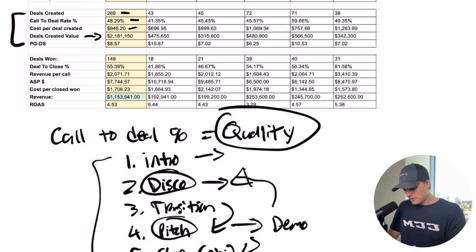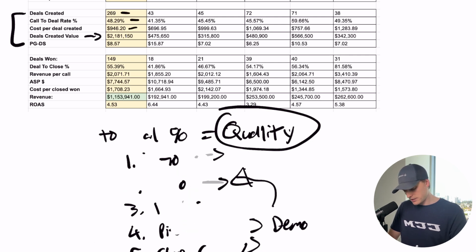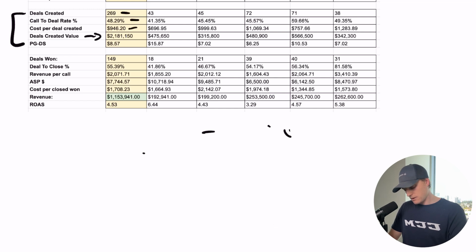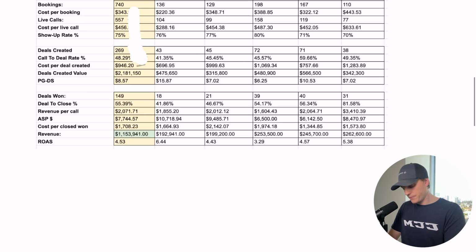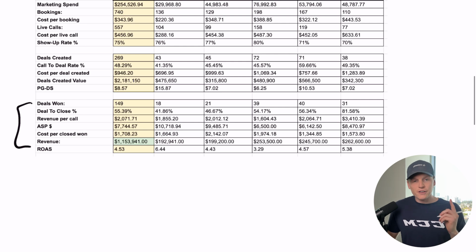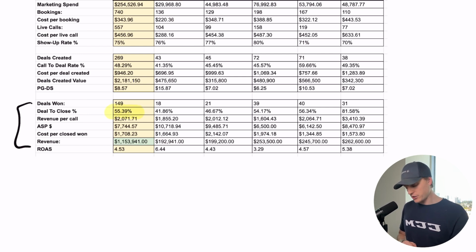Okay, then let's now bring down, let's get rid of all this. Okay. And let's get into this final step here. So let's get down here to this area. So the very, very first thing we're looking at is deal to close rate. How many of the deals we're opening are converting? Okay, very, very important. This case, it was 55%.